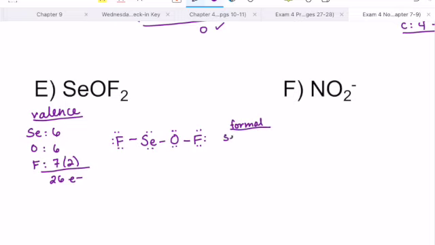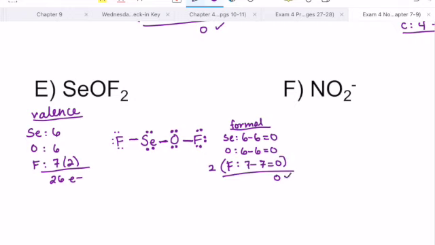So for selenium, Kendra, how many valence electrons? 6. And how many things are touching it? That's okay. 1, 2, 3, 4, 5, 6. Okay. Oxygen, how many valence electrons? Okay. And 1, 2, 3, 4, 5, 6 things touching it. And then we've got our fluorine. How many valence electrons? 7. Okay. And we've got 1, 2, 3, 4, 5, 6, 7 things touching it. All right. So I'm pretty happy with this structure.